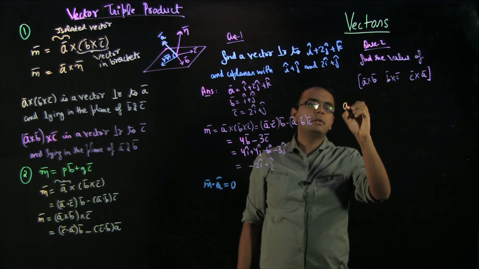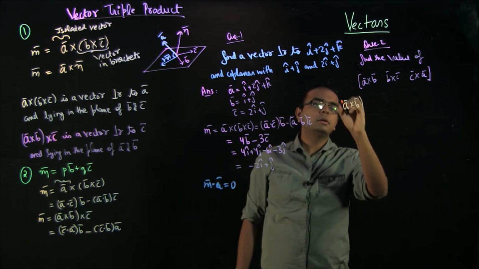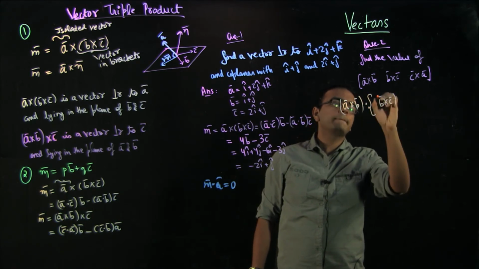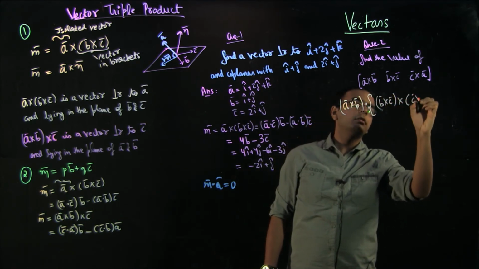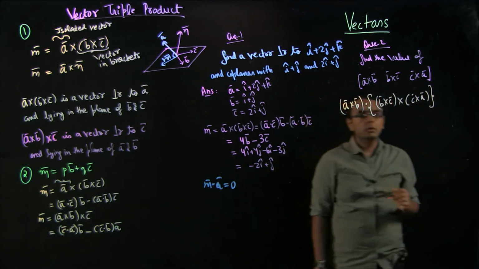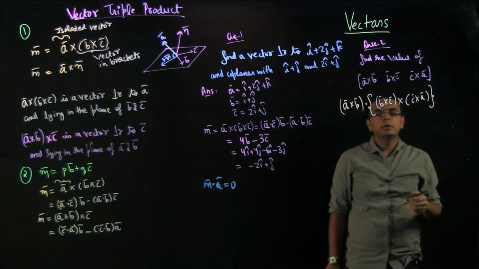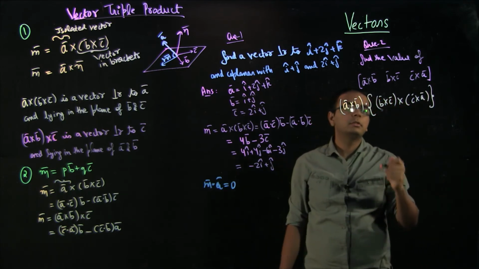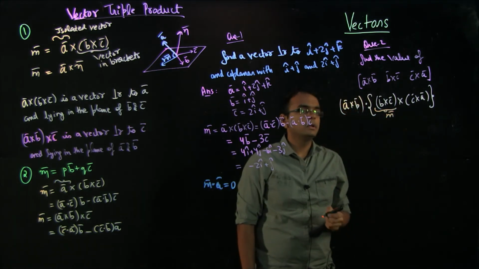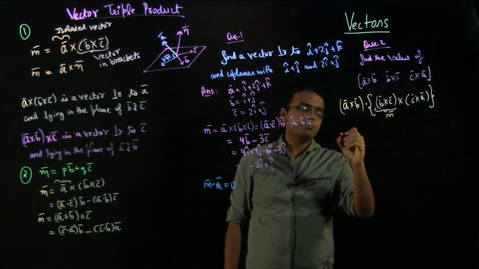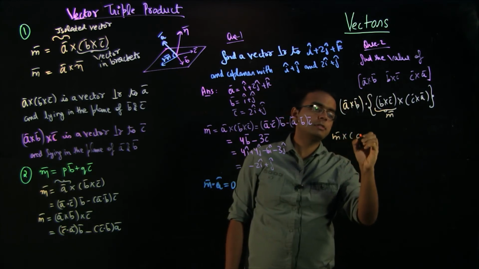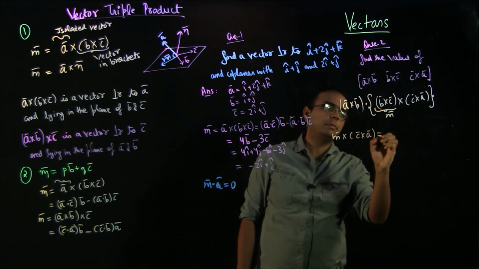What do I mean by that? You can write this as A cross B dotted with B cross C cross with C cross A. Now how do we go further? We can assume one of these as a vector. Let us call this M vector. We have to first evaluate M cross C cross A, which is a vector triple product.